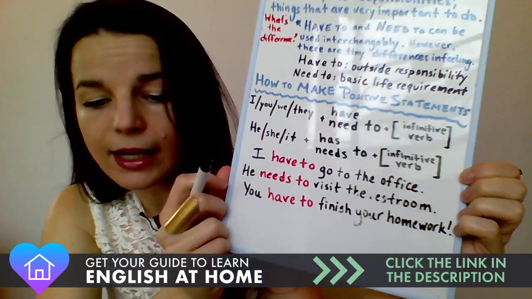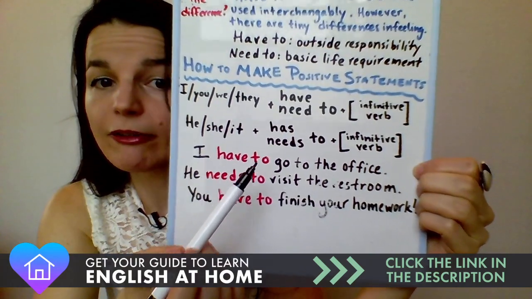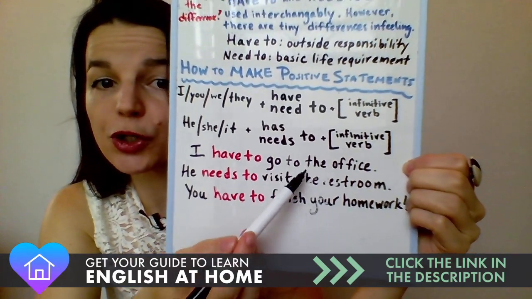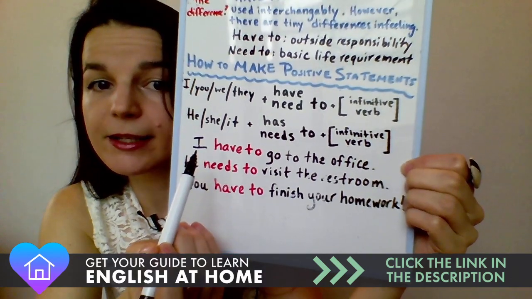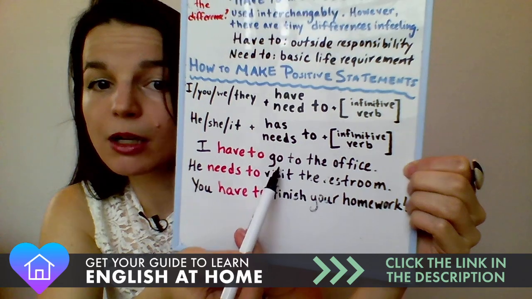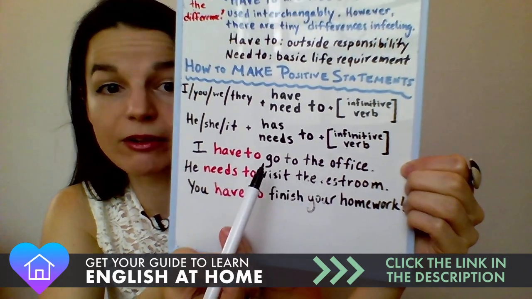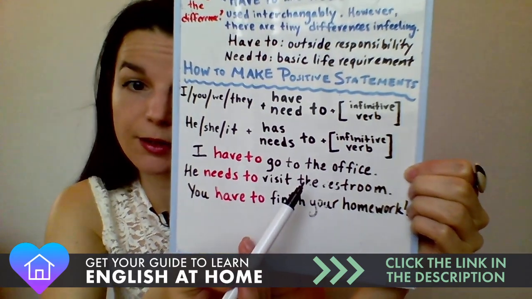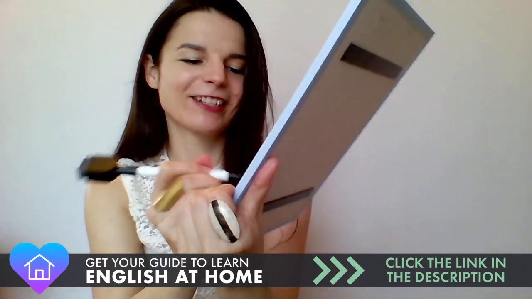Okay, so let's take a look at some examples of these. First one, I have to go to the office. I have to go to the office. So here my subject is I, have to. My infinitive verb is go. And then I can put some additional extra information. I have to go to the office. Here, uh-oh, my R got erased, sorry. Let me fix that.